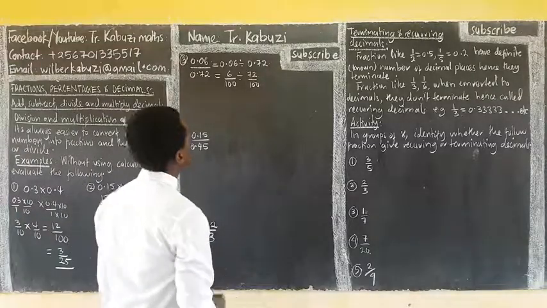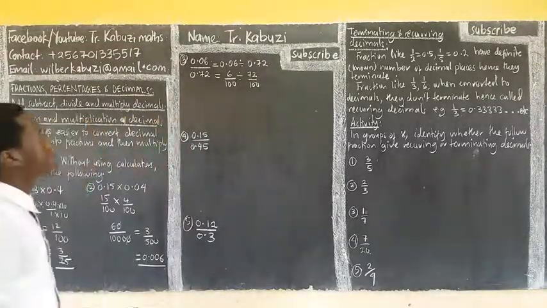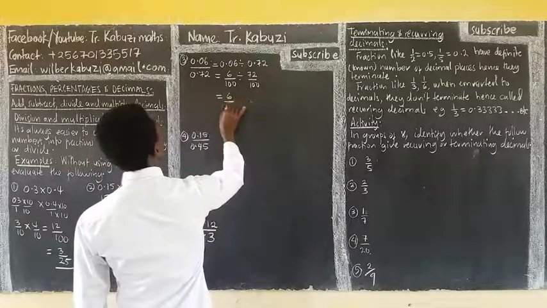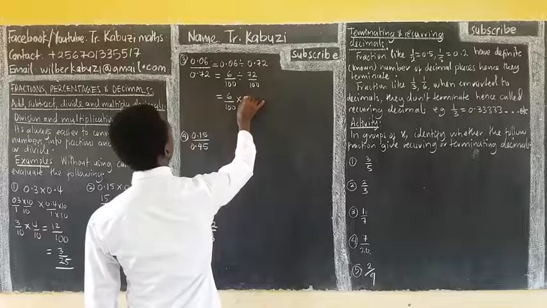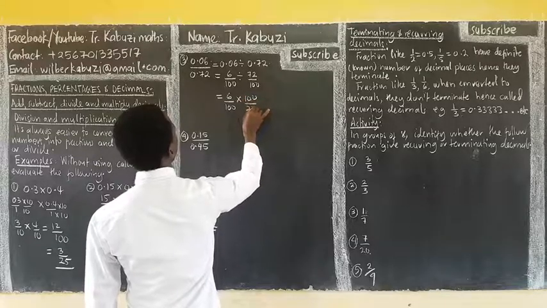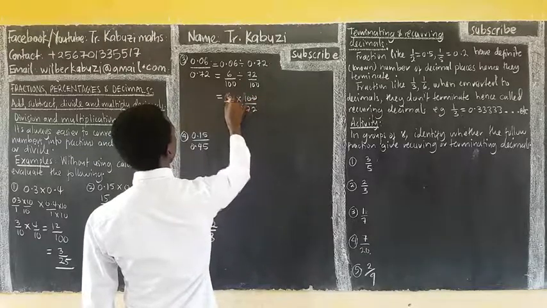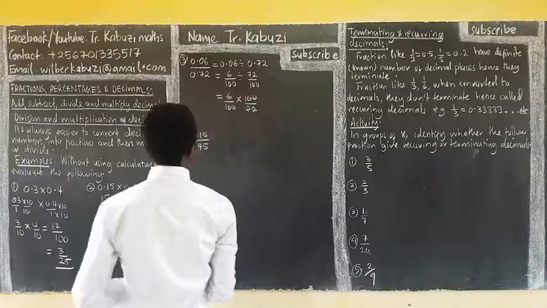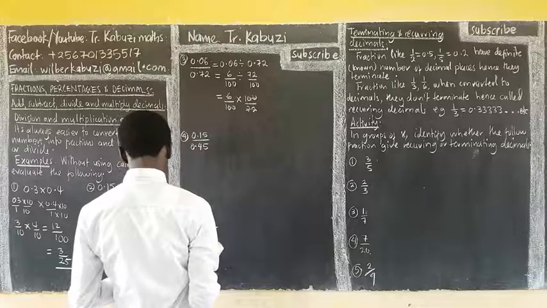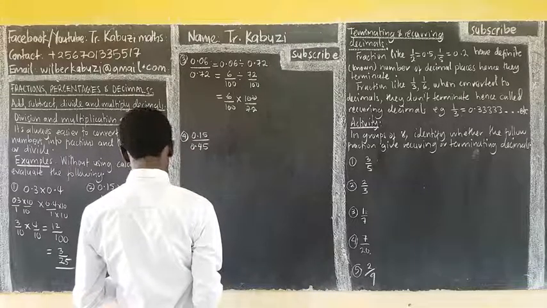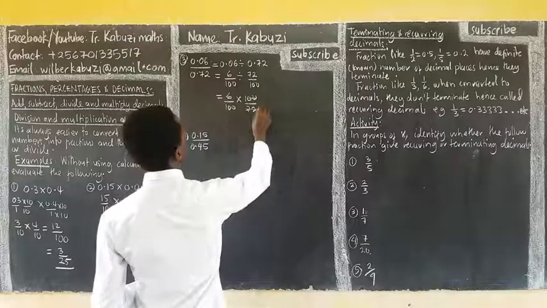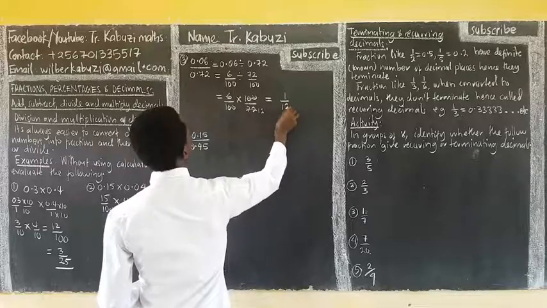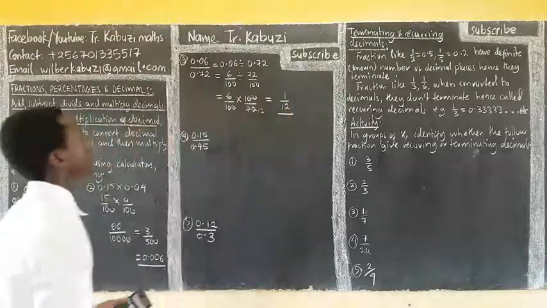So if we are dividing, what happens? We get a reciprocal. This will be the same as 6 over 100, then times 100 over 72. These 2 zeros, they go. You just get 72 into 6, so we get 12. And so our answer is going to be 1 over 12. As simple as that.